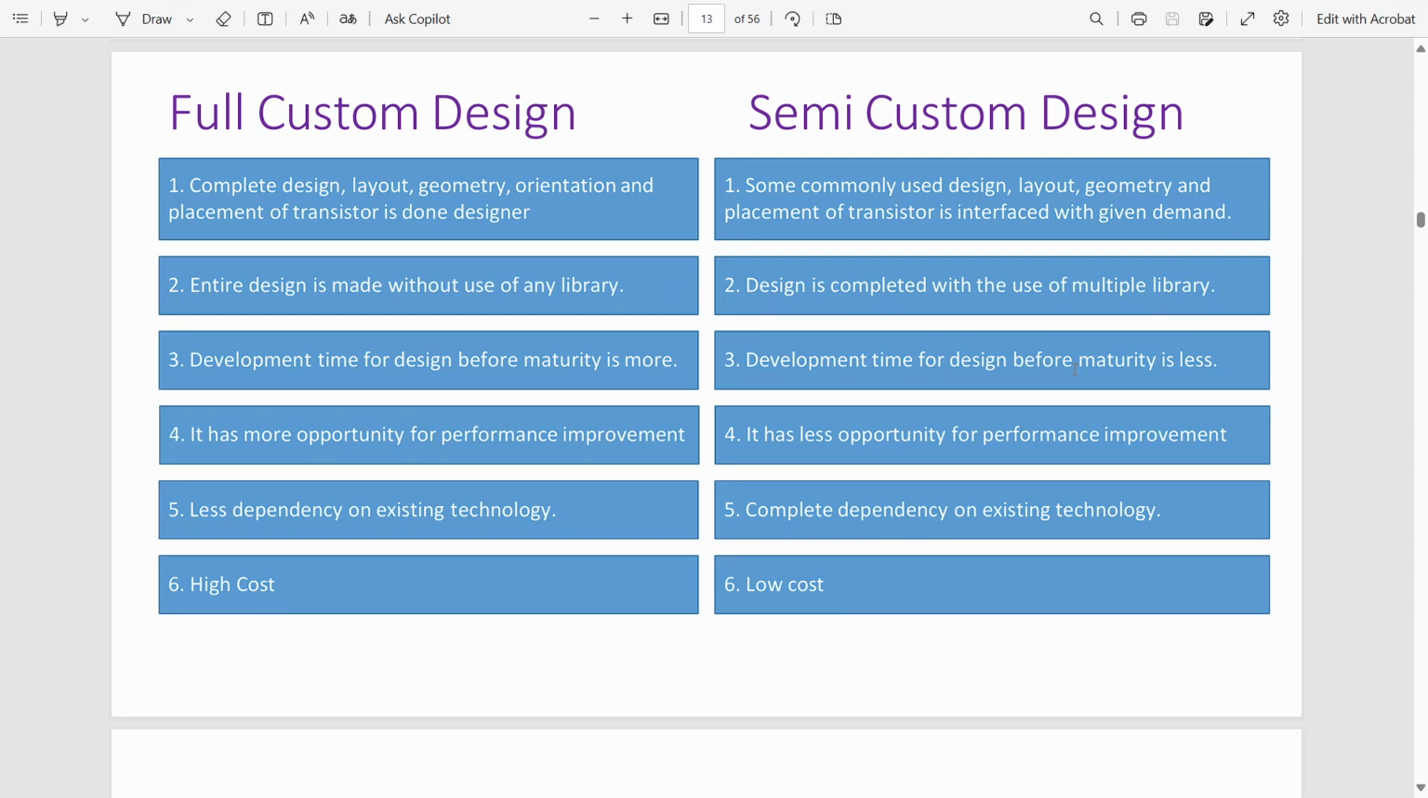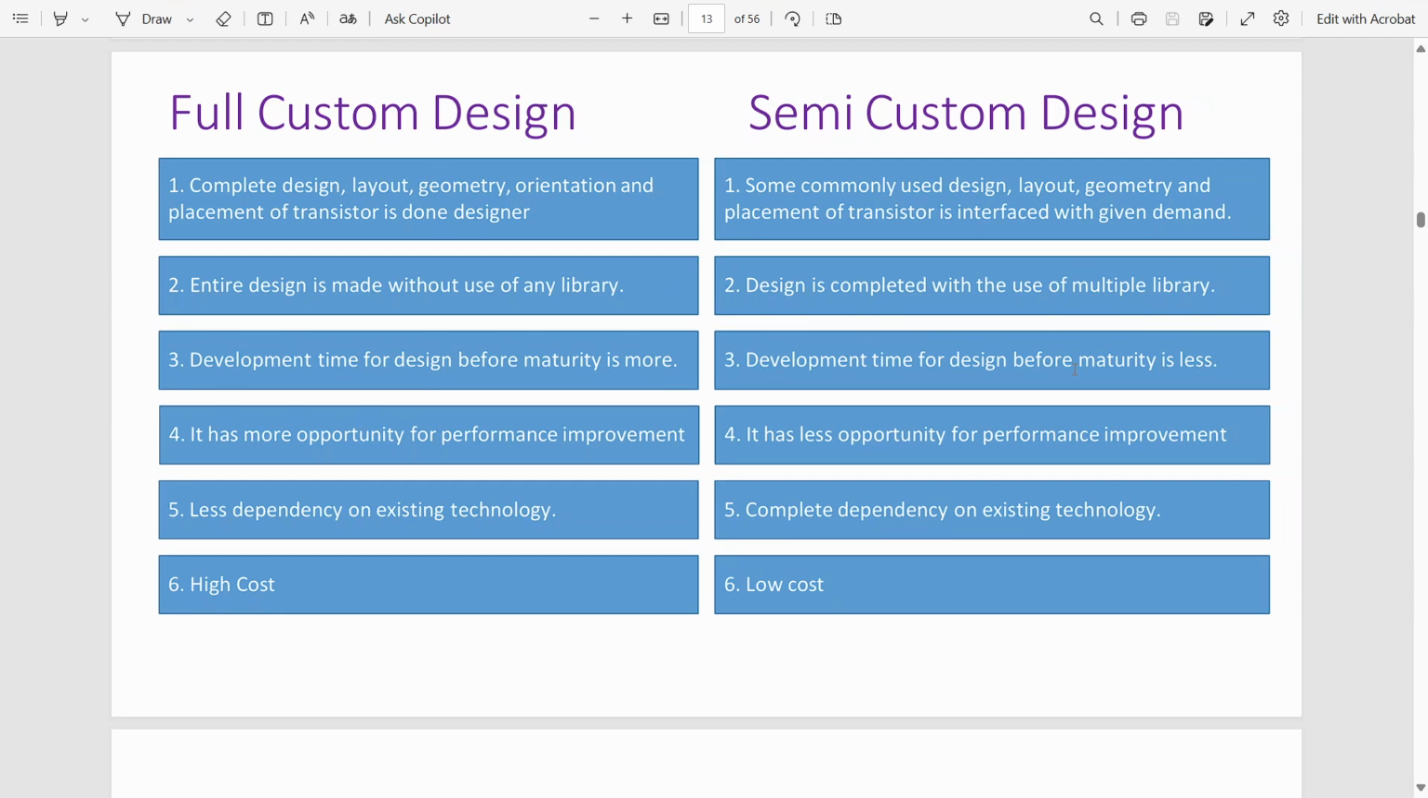I will tell you with an example, so you can understand very well. Here development time is very much. Suppose semi-custom design will take 6 months of time. Full custom design will take 1 year of time. Development time is more in the full custom design. It has more opportunities for performance improvement. Performance improvements have more opportunities in full custom design, and improvements are not that much, those are less, in semi-custom design.